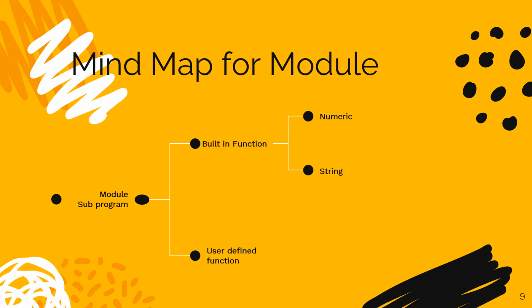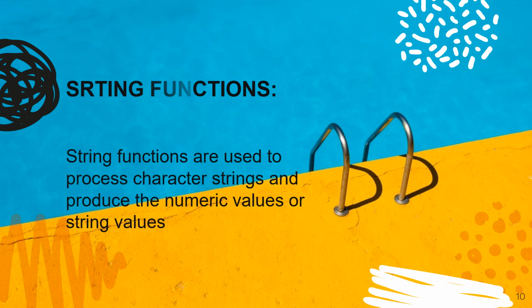This is the mind map for the module or the subprogram. Our module or subprogram is divided into two categories: built-in functions and user-defined functions. And built-in functions are further divided into numeric functions and string functions. We have almost covered the numeric functions. So now we will start string functions.